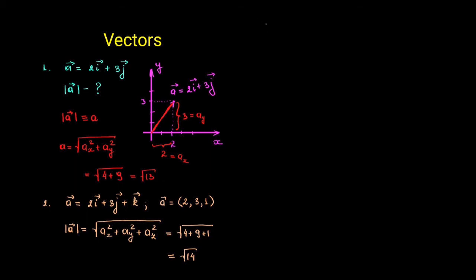As a homework, you have to find the magnitude of the following vector. Okay, let's write it, homework 1. So find the magnitude of the following vector. A is equal to 4i minus 3j plus 2k. Okay, what is the magnitude of this vector? Okay, then let's move to the next problem.